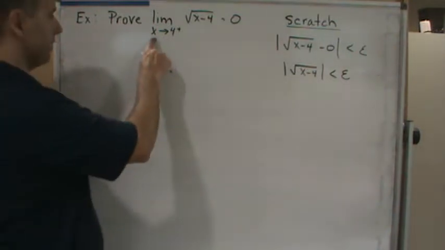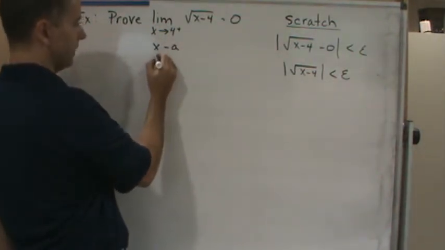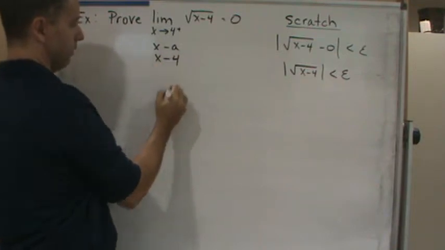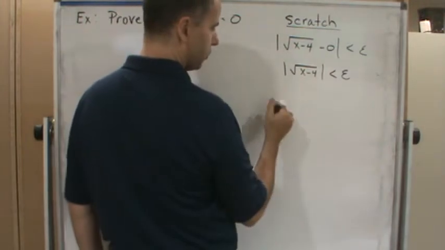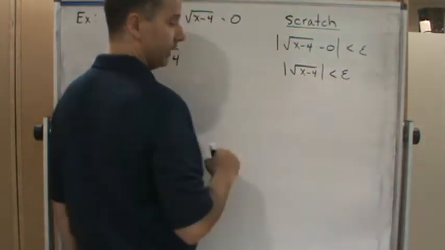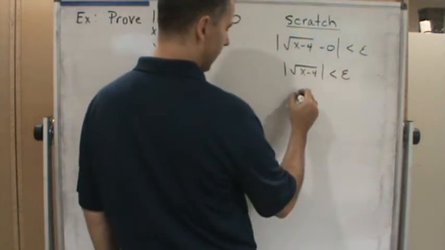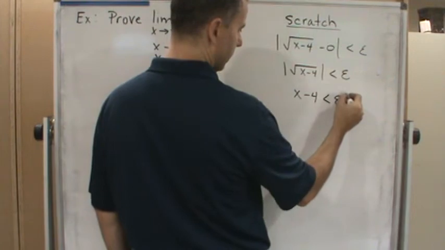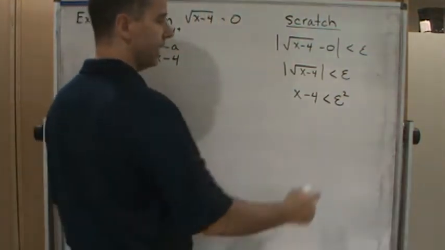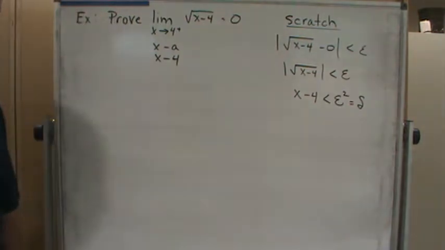Right? Notice that again, x minus a, what's x minus a? It's going to be x minus 4. So to get x minus 4, I just have to square both sides. That'll get rid of the absolute value signs. And if I square both sides, I get x minus 4 is less than epsilon squared, which now I know what I'm going to choose for delta.